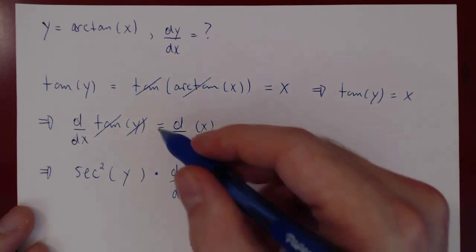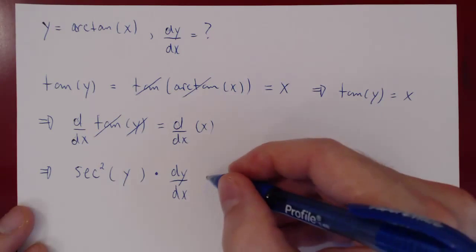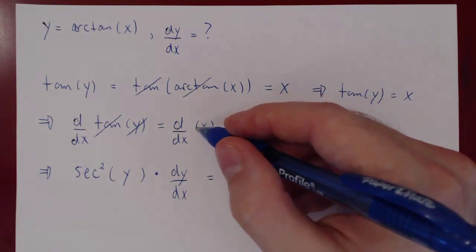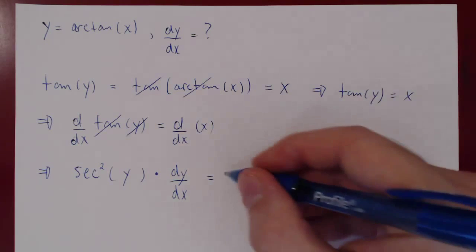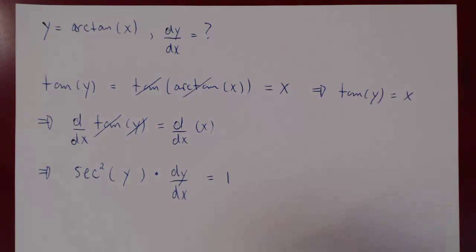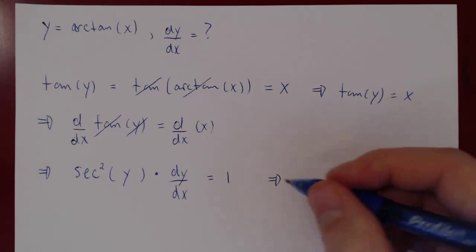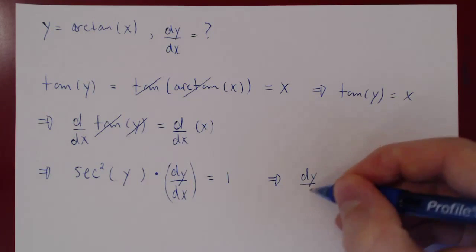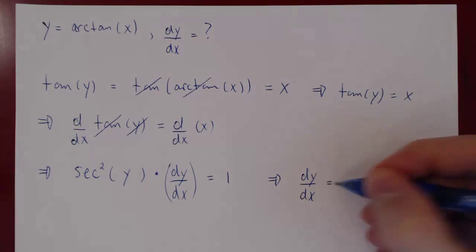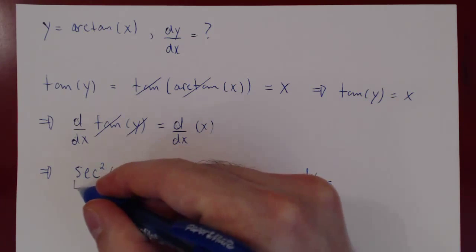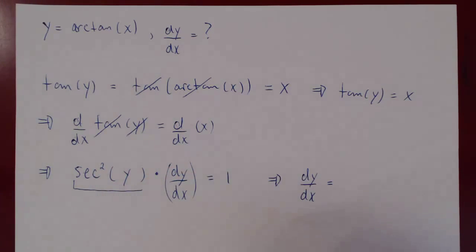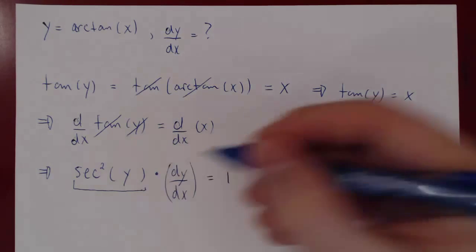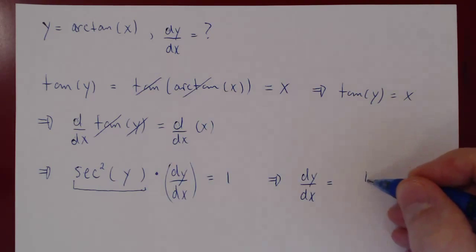That takes care of the derivative of the left-hand side equals the derivative of the right-hand side, which is simply 1. So we can now solve for dy over dx. dy over dx is equal to, well, we just divide through by secant squared of y, so we'll have that dy over dx is 1 over secant squared of y.